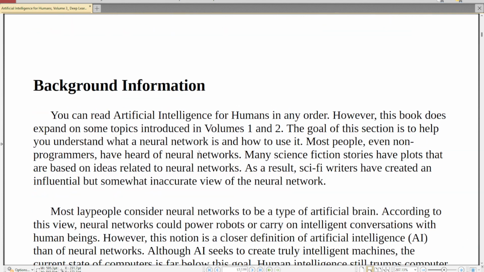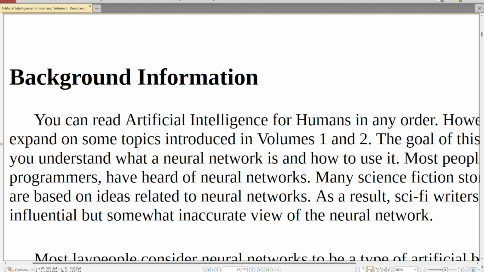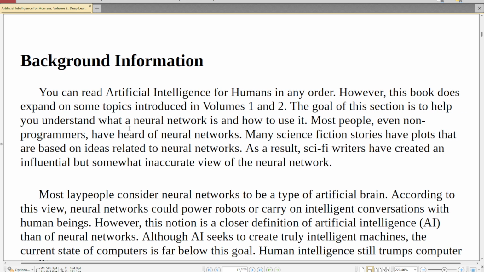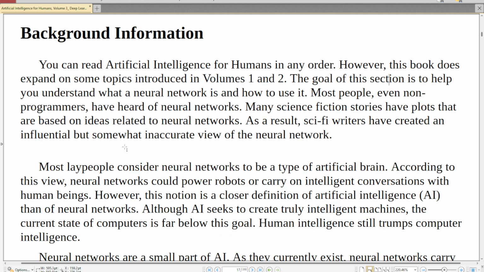Okay, just 2 minutes to read this quickly. Okay, just zoom out a little bit. Background information. You can read the article and the documents in my order, followed by this.